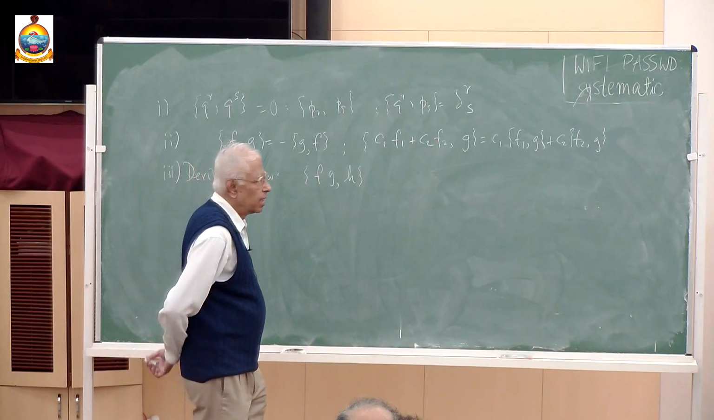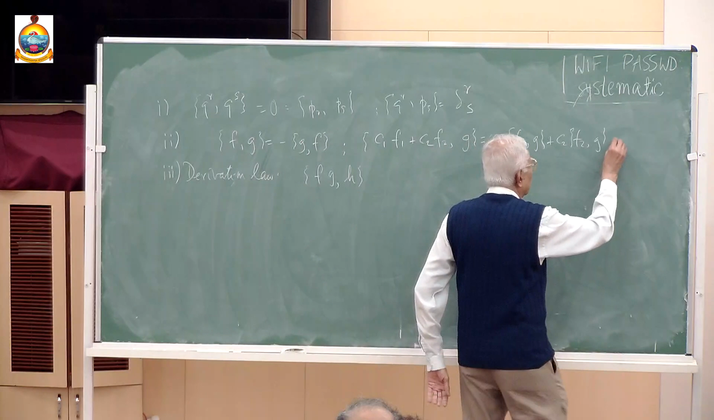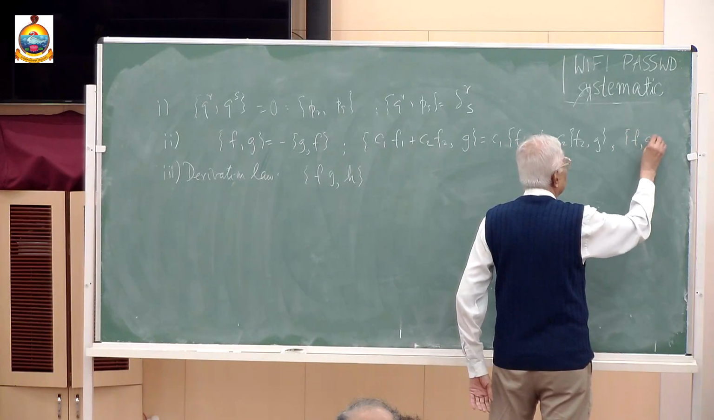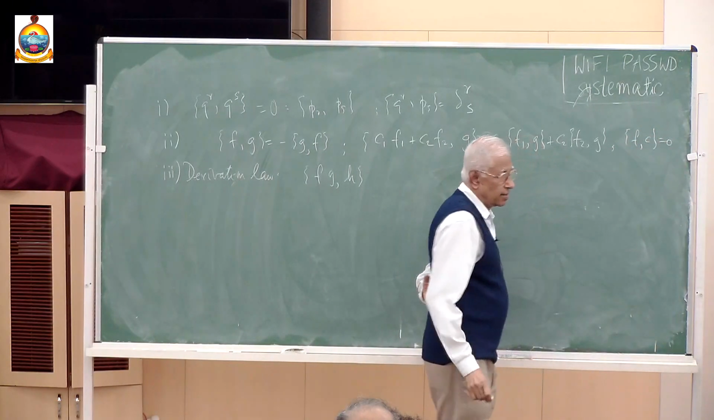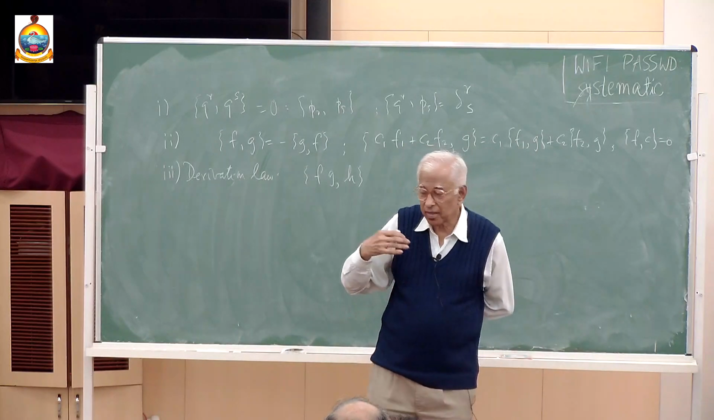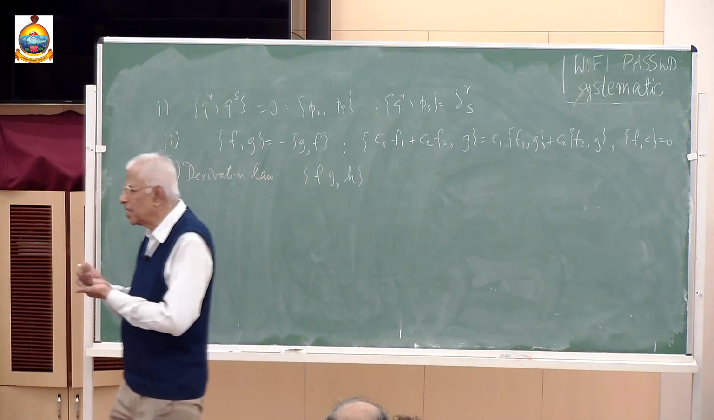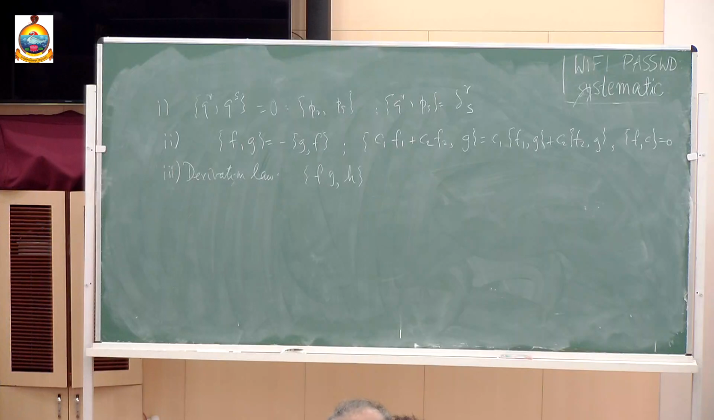first derivatives. In other words, as you can easily see, if C is a number, not a function of Q and P, its Poisson bracket with everybody is 0, because the derivatives of C are 0.